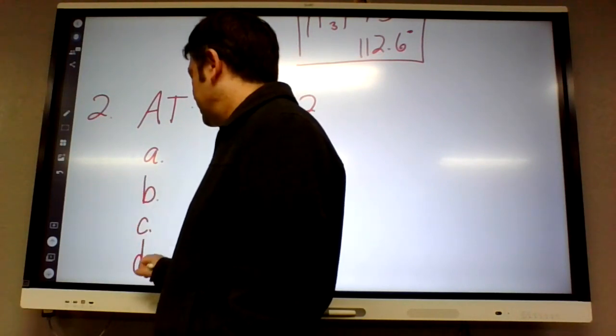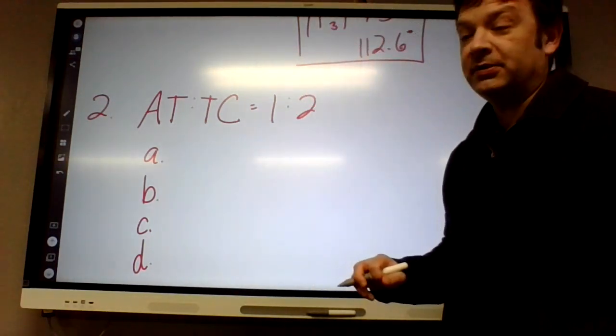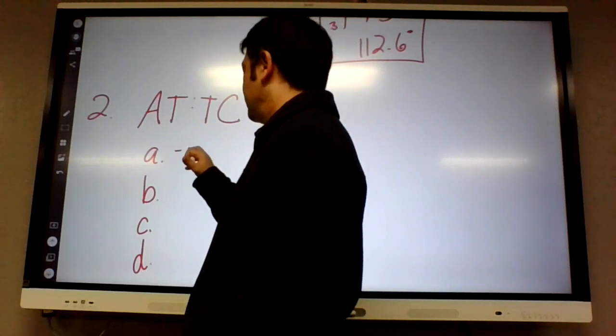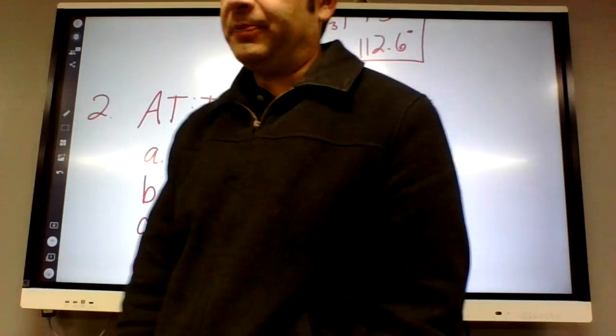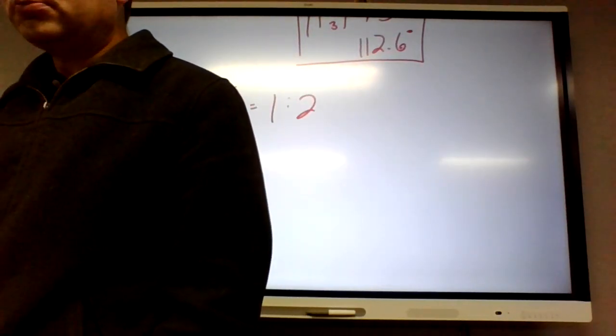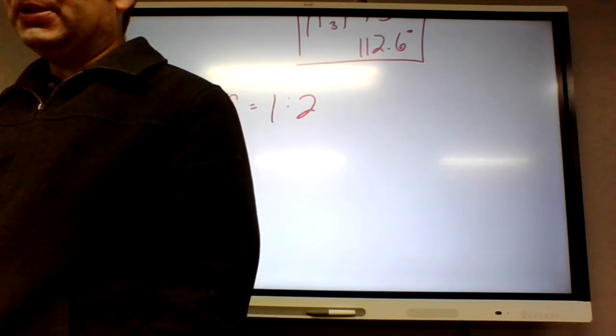Isn't it U? Almost. Negative U. Because remember, the negative just makes it go backwards, right? It's going the wrong direction. So if you make it negative U, it would go from A to B. Okay, B is vector AC.